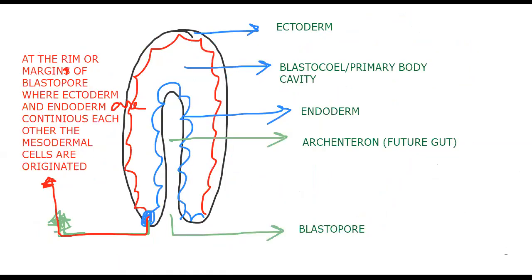Then this is the area we came through. At the rim or margins of the blastopore, where ectoderm and endoderm are continuous with each other, the mesodermal cells originate, and where they go depends on whether it is acoelom, pseudocoelom, schizocoelom or enterocoelom. But before that, let me show you. This is the outer layer ectoderm and the inner layer endoderm. In between, the cavity present is called the blastocoel, which appeared earlier, the first time the cavity appeared. That's why we called it the blastocoel or primary body cavity.